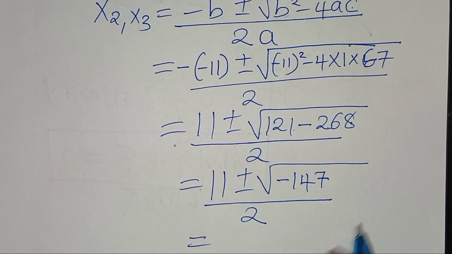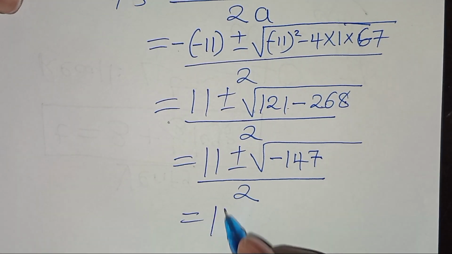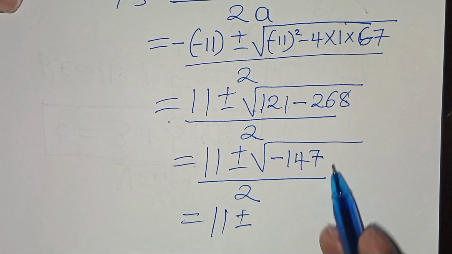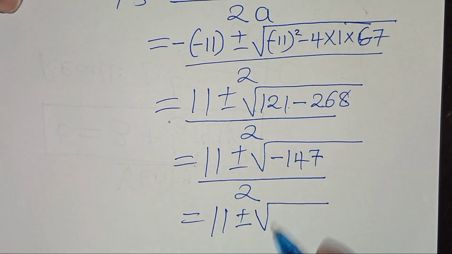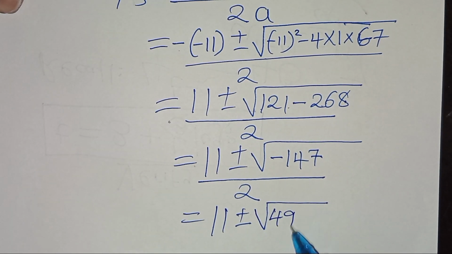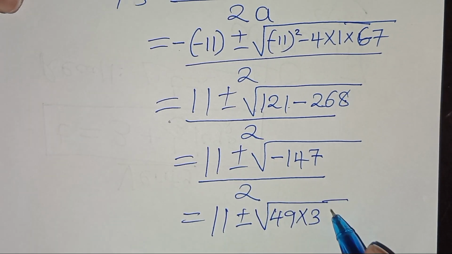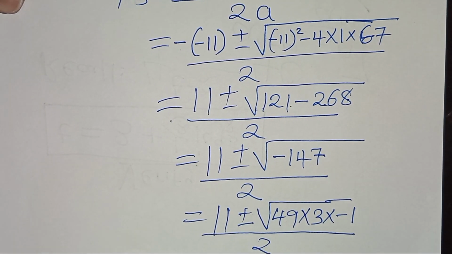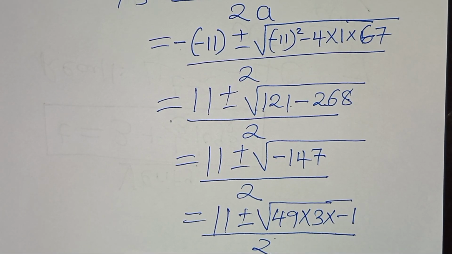Okay? So here we'll have 11 plus or minus. We can express the square root of negative 147 as this is 49 times 3 times negative 1. All this divided by 2. So let's proceed from here.